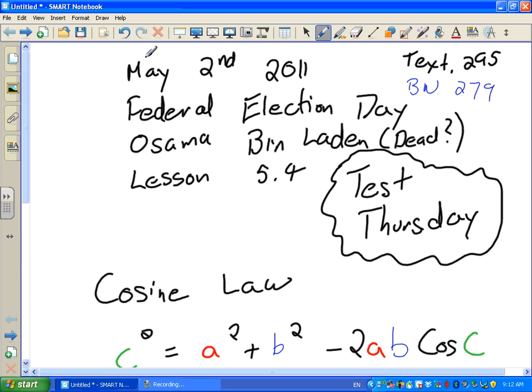2nd, 2011. You guys are on textbook page 295, blue notebook page 279. Today's a pretty important day. We have a federal election. Osama bin Laden is possibly dead. But more importantly, we are on lecture 5.4.